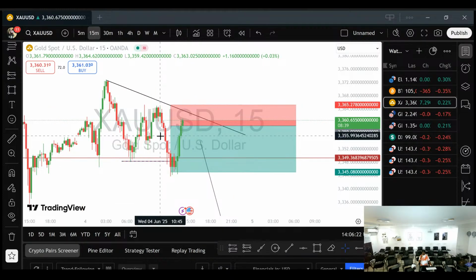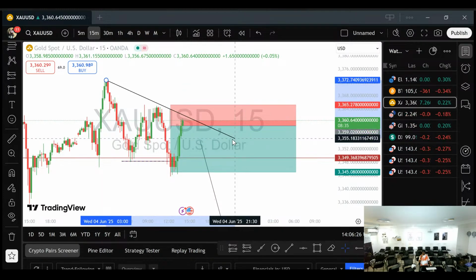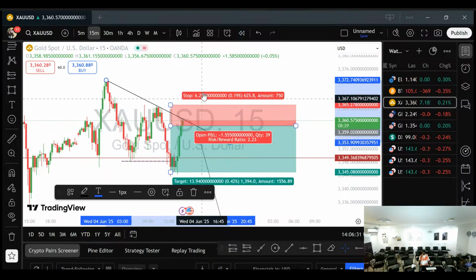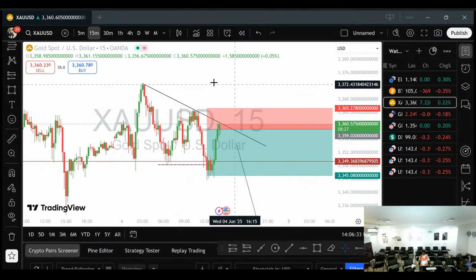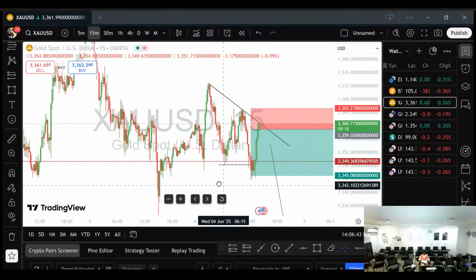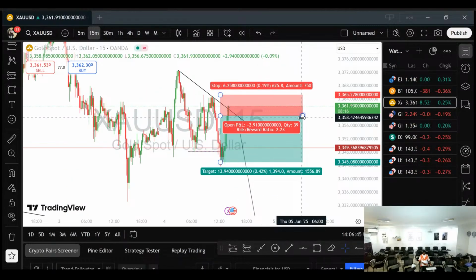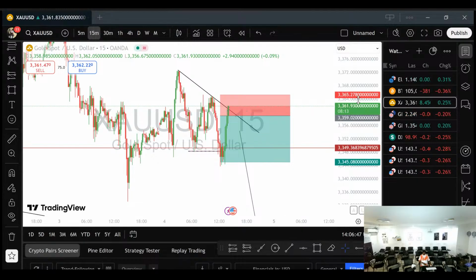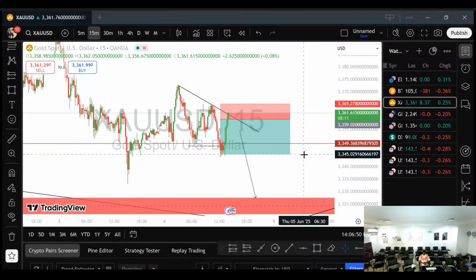Now I'm seeing on gold, probably this is a trend line touch. First touch, second touch, and I'm expecting gold to drop from here. But if gold closes above this trend line, then today is not just the beginning.